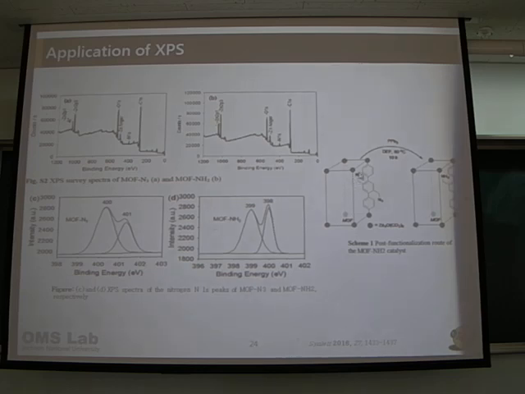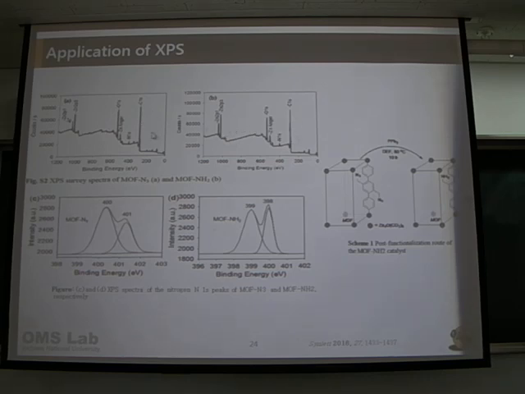Each contains the same elements, because in the survey data, the topmost left one is the azide compound and the right side one is the amine compound, and both survey data show the zinc peak, oxygen, nitrogen, carbon. Here also similar, only the intensity is a little bit different, but the position and the elements are the same.